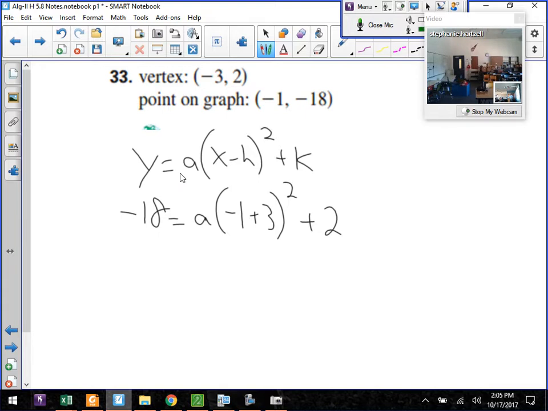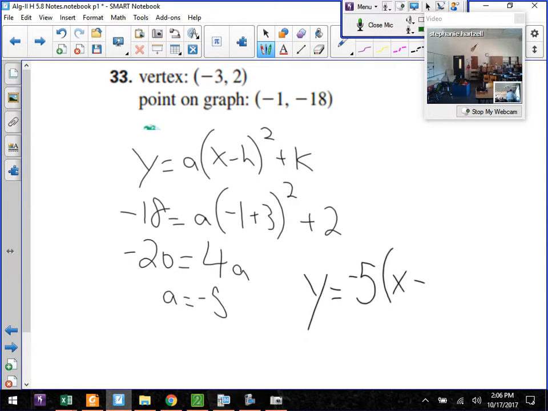So let's see here. We get 2 squared, so we get 4. So 4a is going to equal negative 20. So a is negative 5. Now I know what my a value is, and I just rewrite it out. So your answer would have been y equals negative 5 times (x plus 3) quantity squared plus 2. And that would have been your final answer.